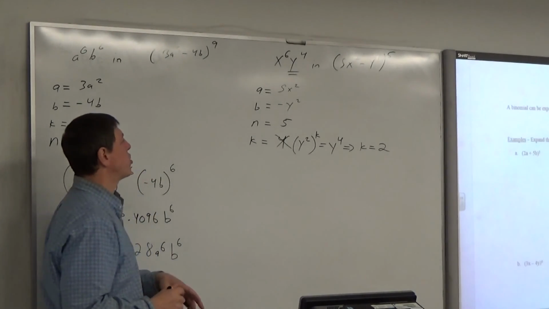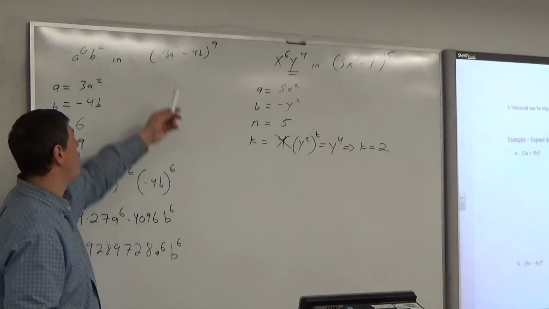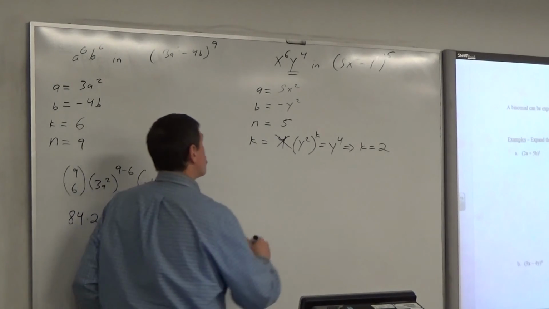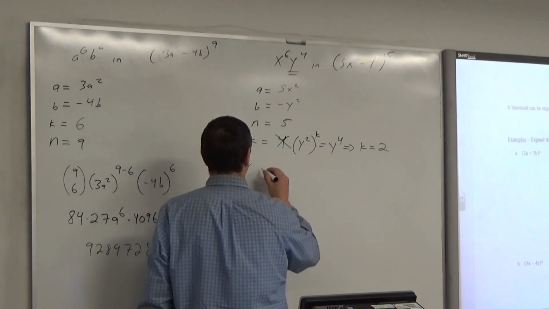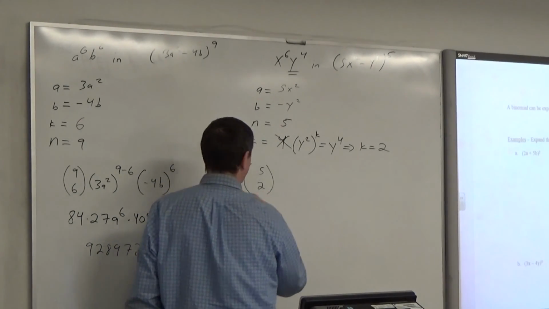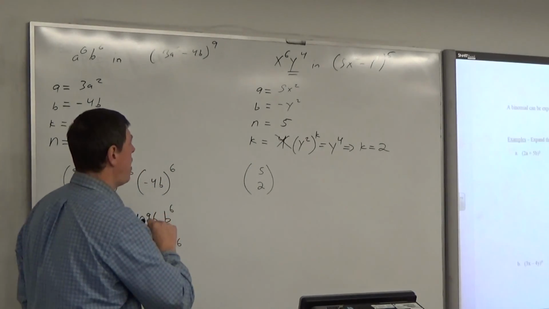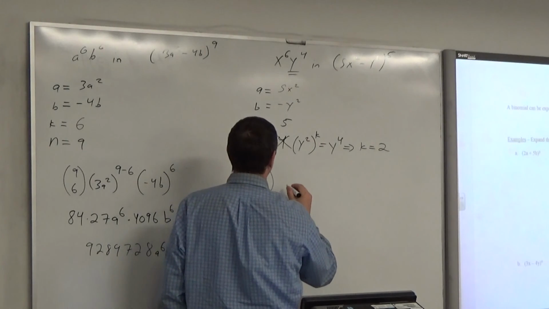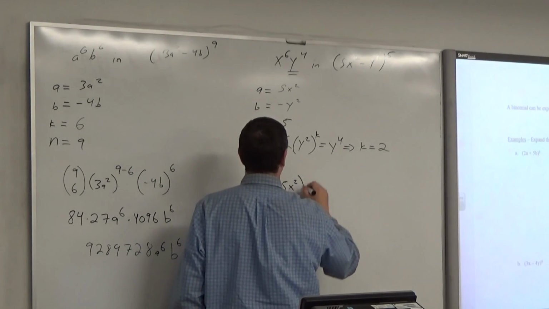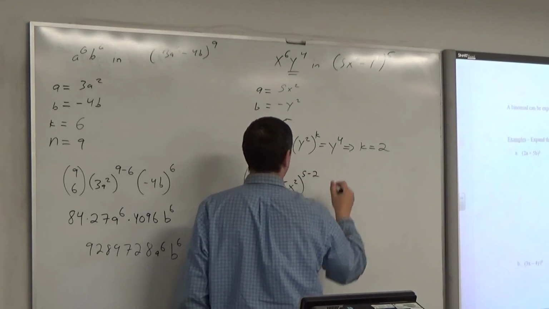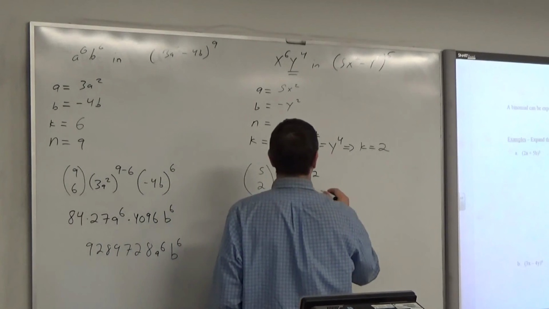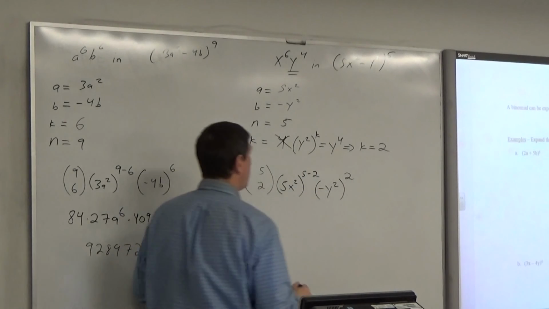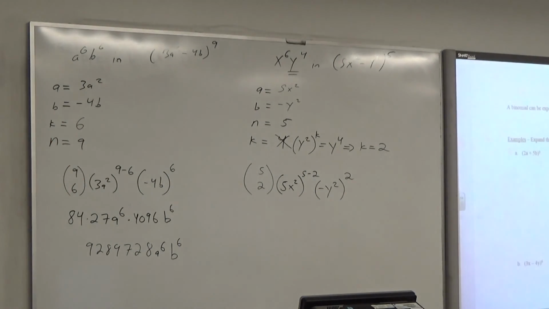Once you have that, the rest of the problem is easy. Just be careful when you start having these squared terms inside the binomial. So we set it up. We have 5 combination 2, so n combination k. It's going to be a to the n minus k, so 5x squared to the 5 minus 2, and then negative y squared, and since we said k was 2, that's going to be to the 2nd power.